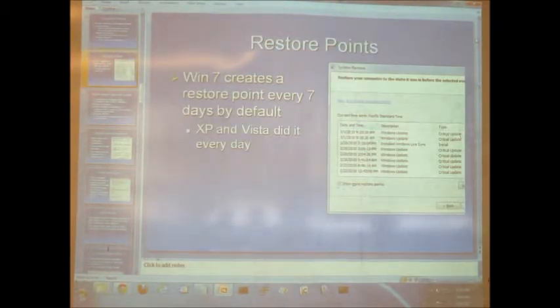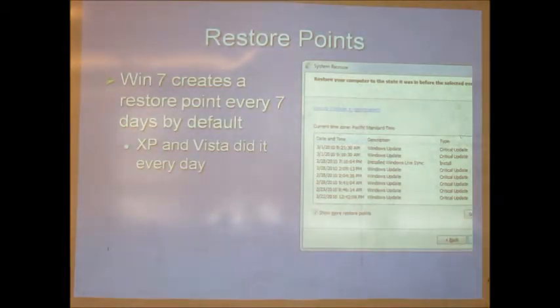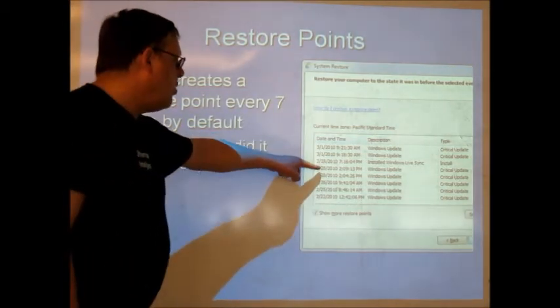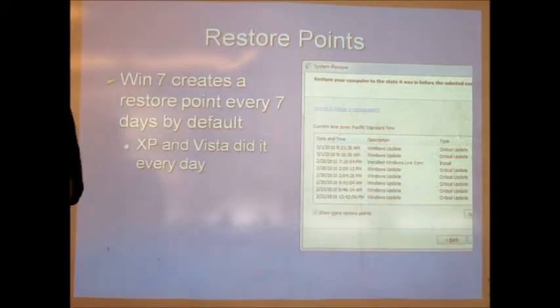Windows XP used to make these restore points every day. Windows 7 makes them every 7 days, at least, if not more often. They often appear like here's a whole bunch all on the same day. That's because there are events that trigger the creation of a restore point. But if none of those events have occurred for 7 days, it will just make a restore point anyway. So you have at least one restore point per week.